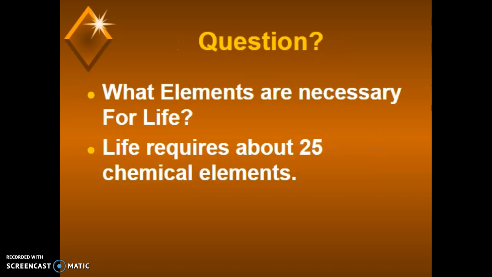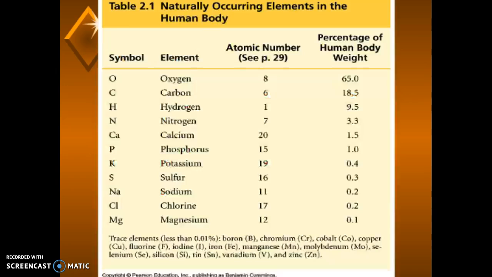We said that there are 92 naturally occurring elements, but we really only need about 25 of those for life. And when I say we, I mean we organisms, not we humans. So keep that in mind as we roll through this lecture as well. Here you see a table from your book that details those 25 elements. You've got some elements at the top that are more important, that take up more of our body weight, and then you've got some trace elements down there at the bottom.